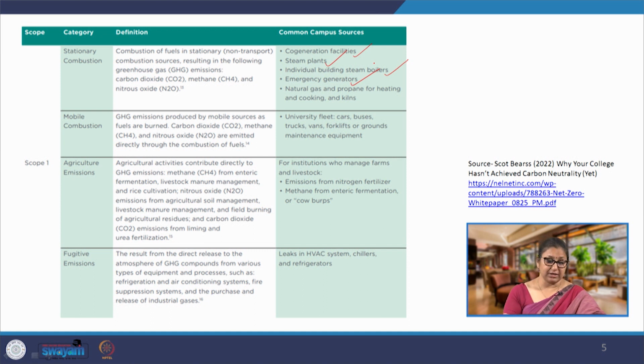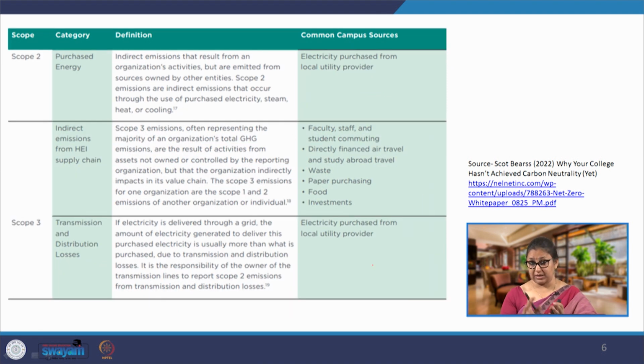Then we have agricultural emissions, as I said, only for institutions who manage their own farms and livestock. The emissions coming from activities related to farming and agriculture plus livestock are what cause agriculture emissions, and this is scope 1. And the last one is fugitive emissions, which are the leaks in HVAC systems, chillers and refrigerators. So, these are primarily the scope 1 for campuses.